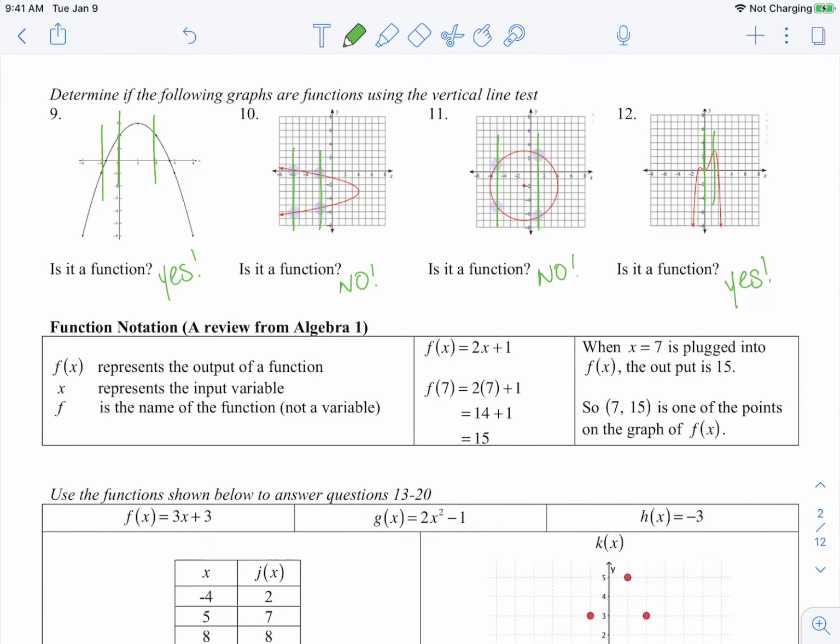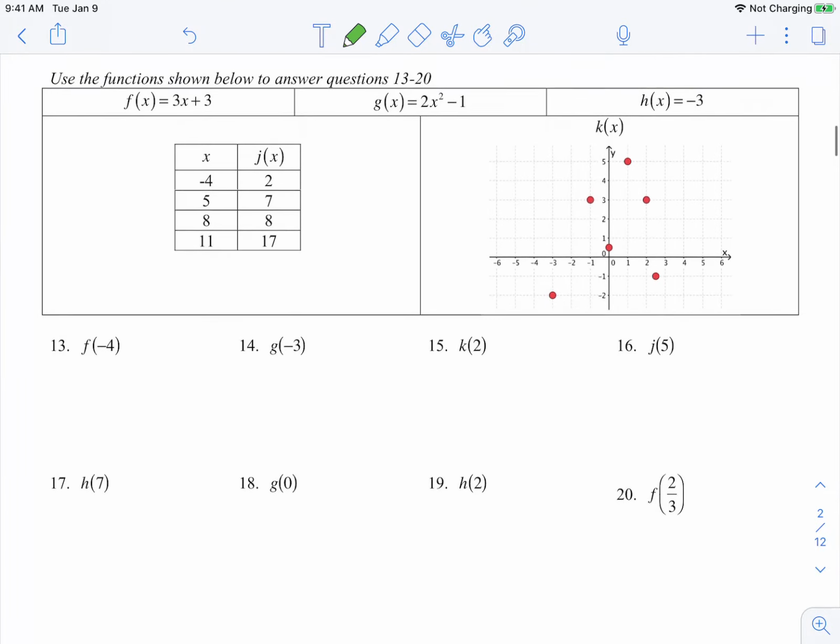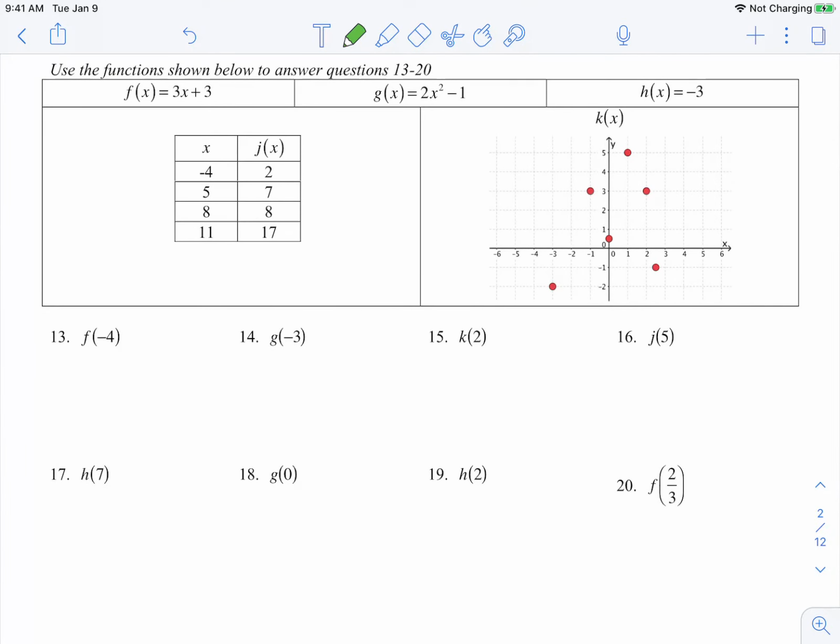So it says use the functions shown below to answer our questions 13 through 20. So we have f of x is 3x plus 3, g of x is 2x squared minus 1, h of x is -3. We have j of x given as a table of points, and k of x given as a set of points as well.